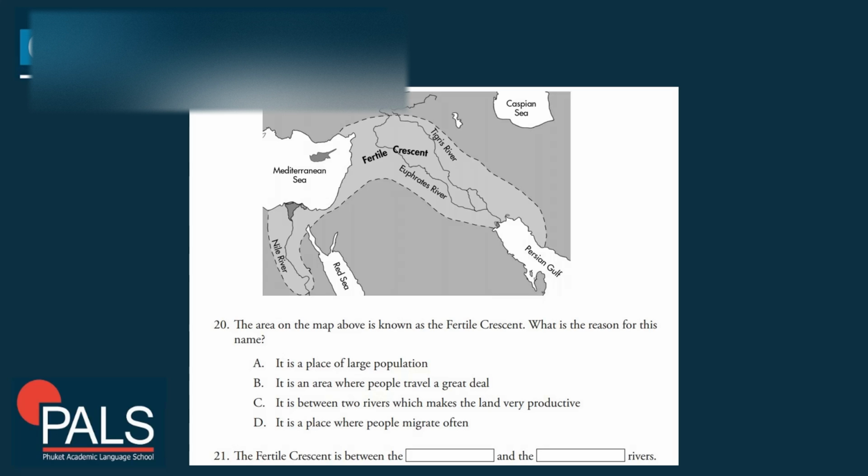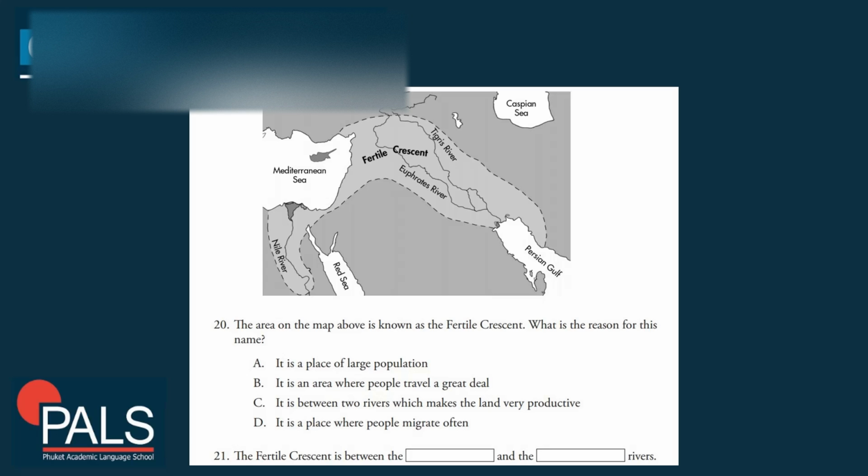B, it is an area where people travel a great deal. There's not much mentioned here about travel, actually nothing. C, it is between 2 rivers which make the land very productive. The Fertile Crescent is between the Tigris and the Euphrates rivers. Water makes an area very productive for agriculture. D, it is a place where people migrate often. Just like B, D is not mentioned and is not supported in any way by the map. So it comes down to A or C.